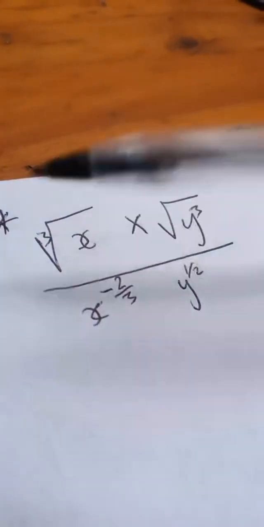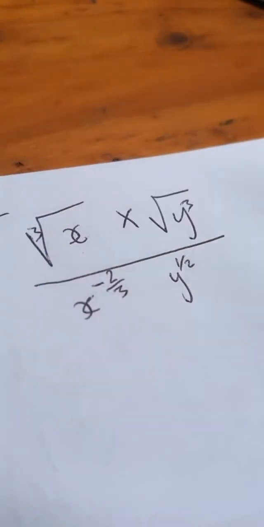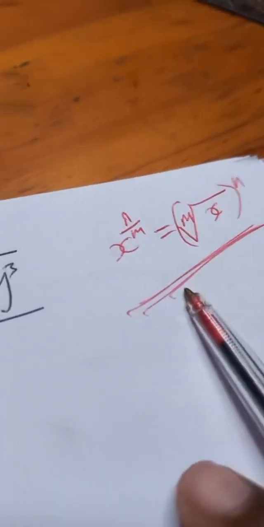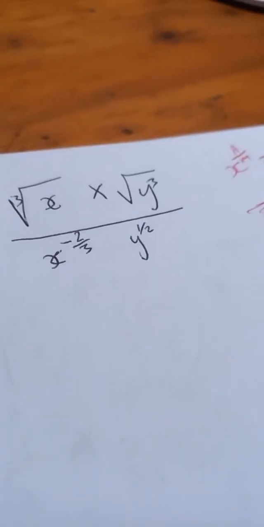Remember the concept which we once used of converting square root and cube root to exponents, right? So x to the power n over m is equal to the m-th root of x to the power n. This is what we are going to use to sort this out. This is cube root, right?